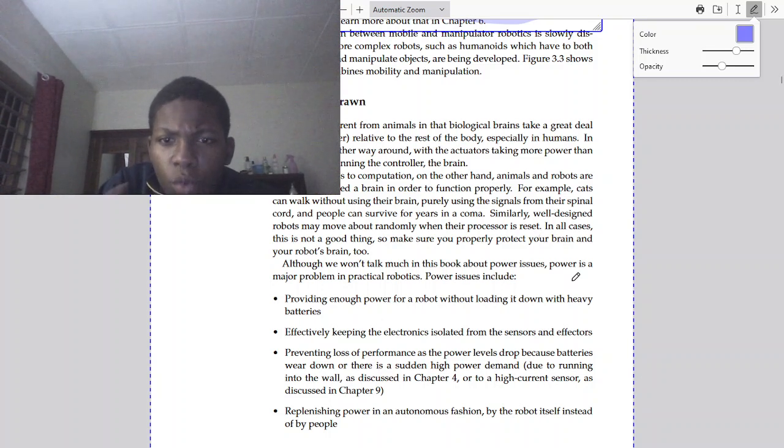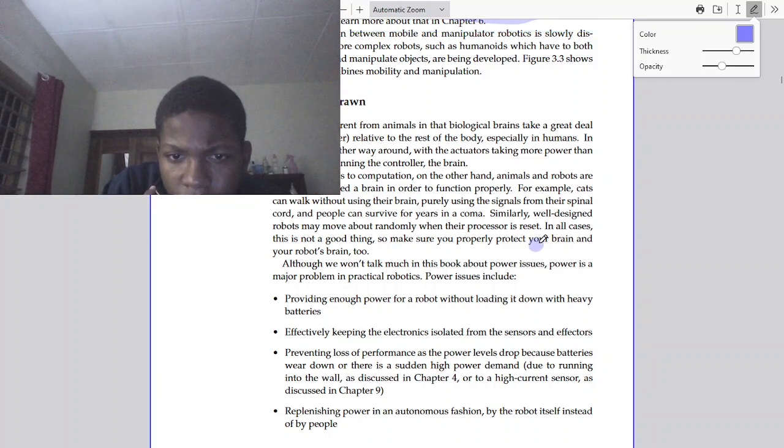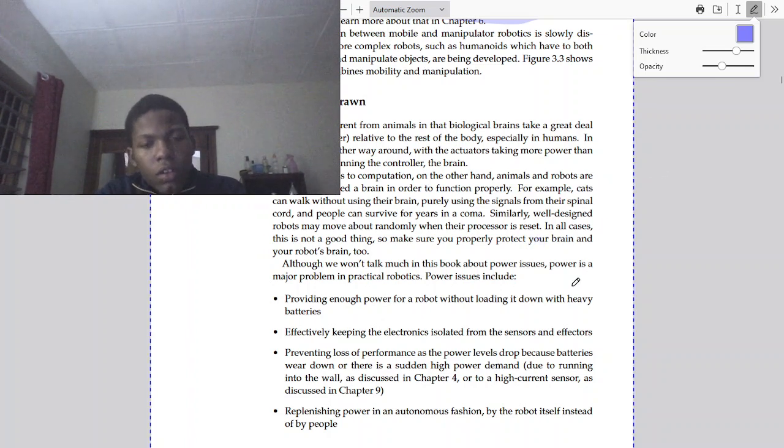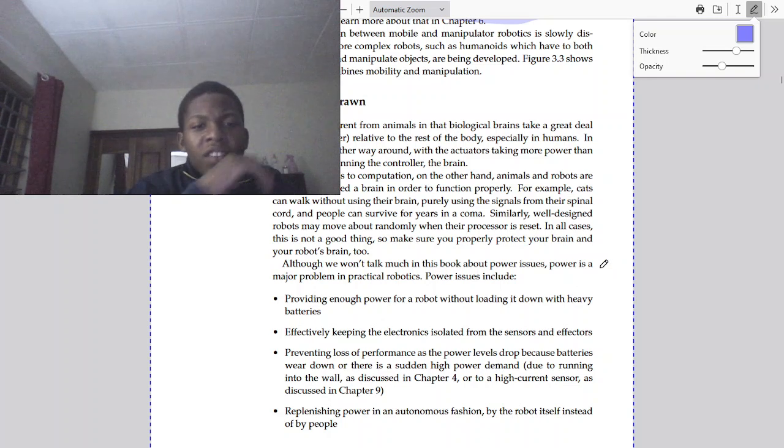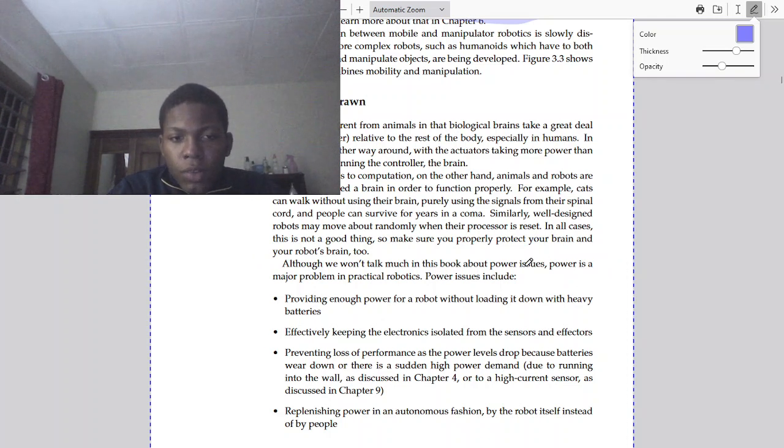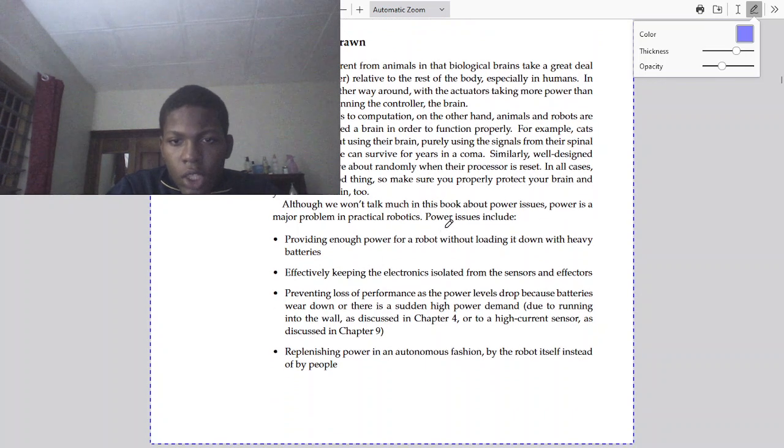Well-designed robots may move about randomly when their processor is reset. So in all senses, it's not a good thing. Make sure you properly protect your brain and your robot's brain. Oh, power issues. Power is a major problem in practical robotics.